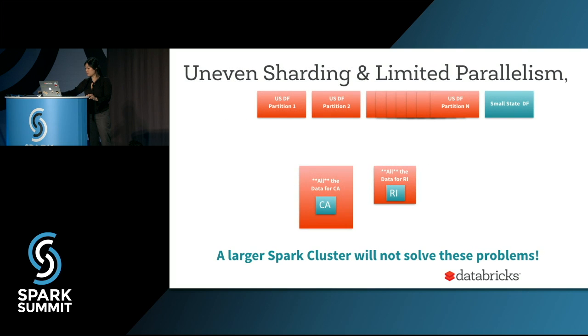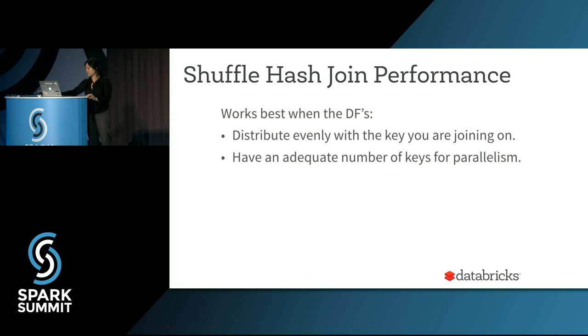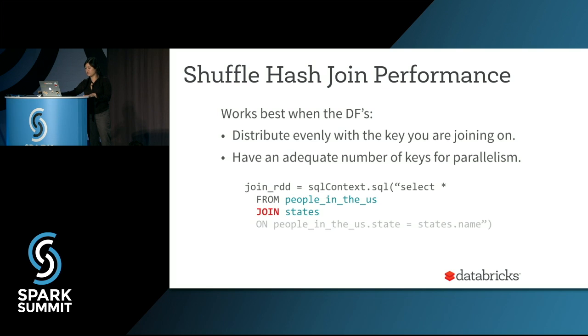Okay, so I want to show you another use case right here, which is let's consider the case that we don't have these two conditions necessarily met. So in this case, I'm going to join two different data frames. One is everyone in the United States, and I want another table that has information about each state. So I'm going to join on the state name of that person with the state's name.